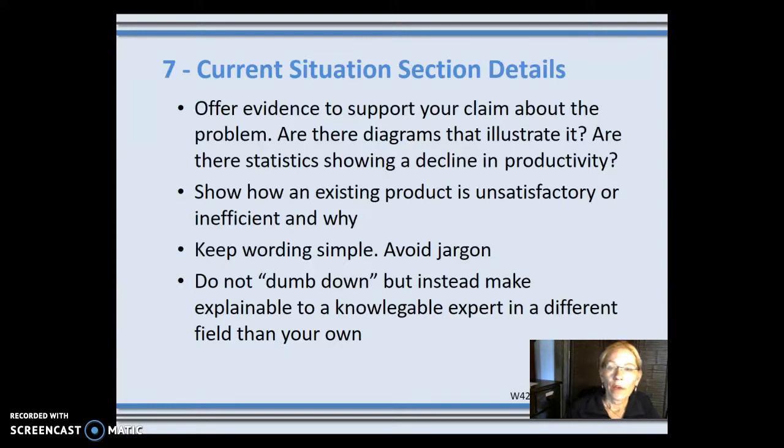We have to have evidence. Not only are you just going to state a claim here about a problem, but we have to have some evidence that this is true. Are there diagrams? Is there data? Are there statistics that show a decline in the productivity that you have mentioned? Maybe you're going to talk about how an existing product that you've seen or use is unsatisfactory, but we need data about why. How is it that this is the case?